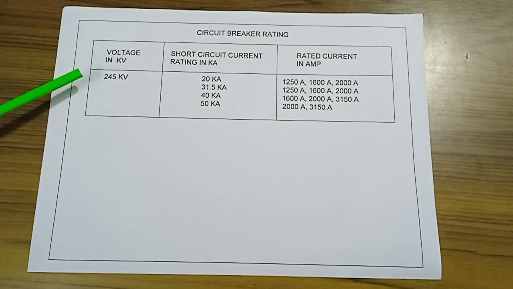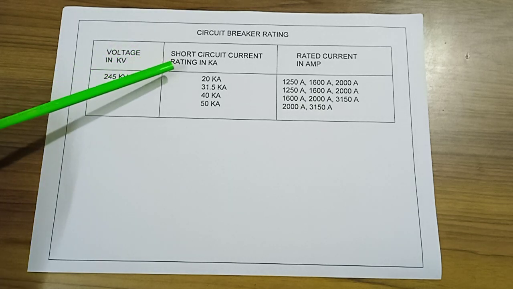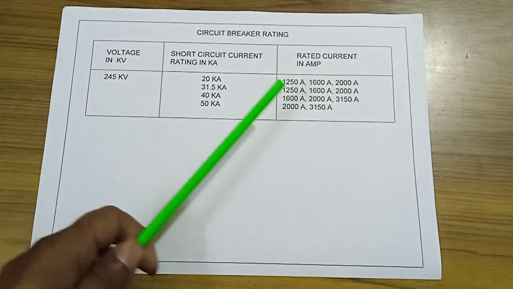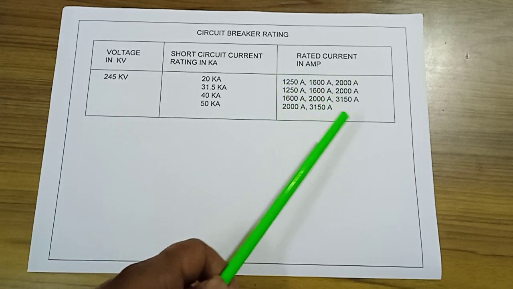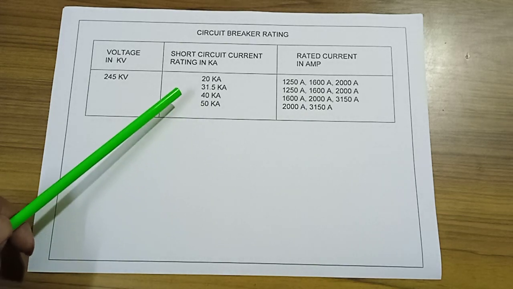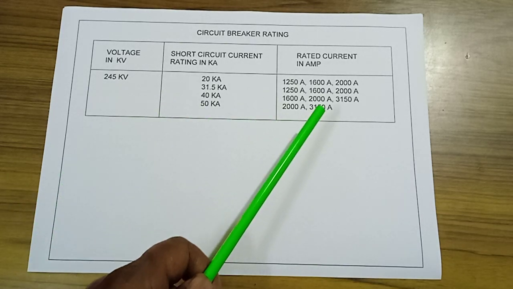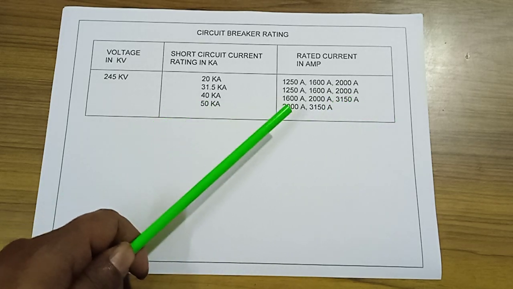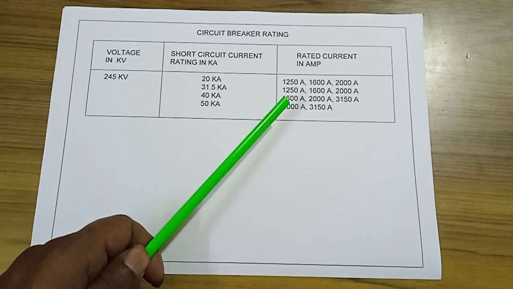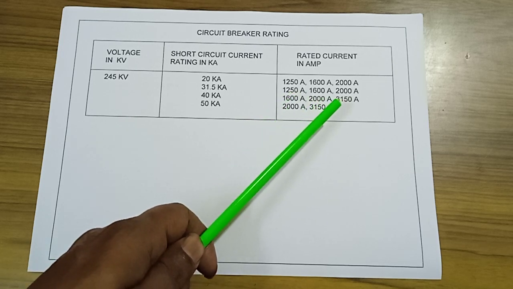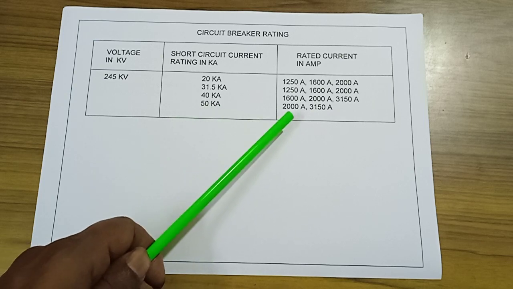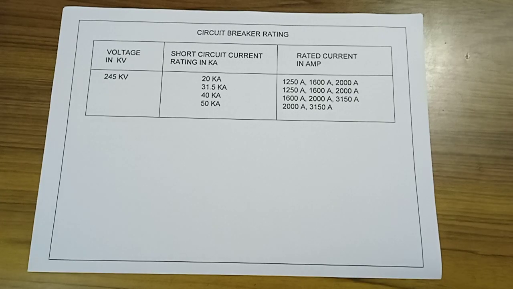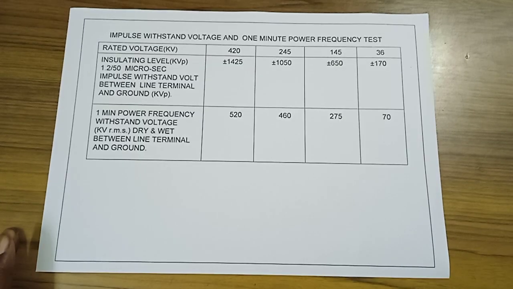For voltage 245 kV, short circuit current rating in kiloampere and rated current in ampere: 20 kA, 1250 ampere, 1600, 2000 ampere; 31.5 kA, 1250 ampere, 1600 ampere, 2000 ampere; 40 kA, 1600 ampere, 2000 ampere, 3150 ampere; 50 kA, 2000 ampere, 3150 ampere. Okay, next.